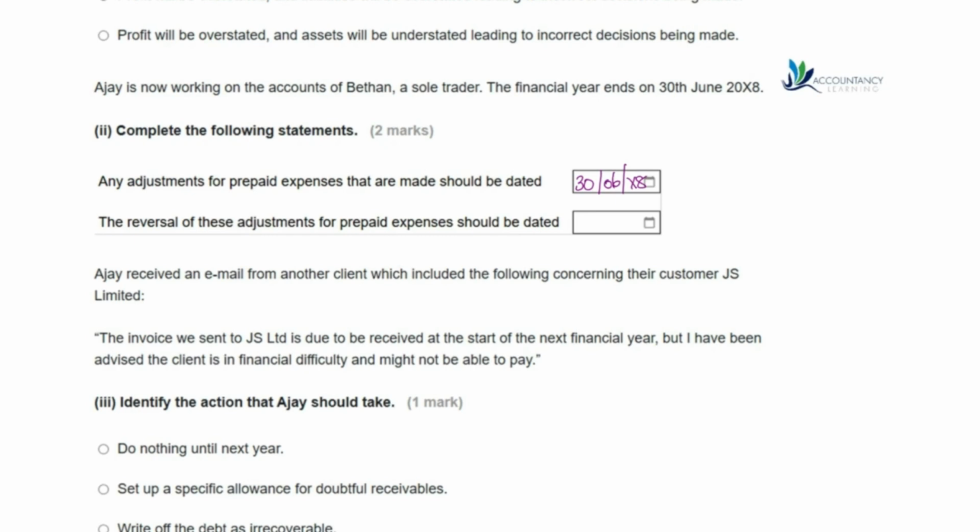Then the reversal of the adjustments for those prepaid expenses will go through in the next financial year, which would be the 1st of July x8. So the adjustments happen on the year end date and they get reversed at the start of the financial year.